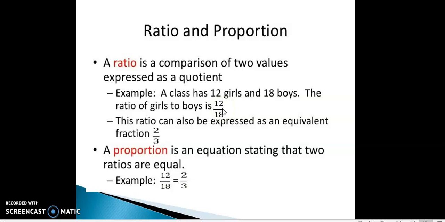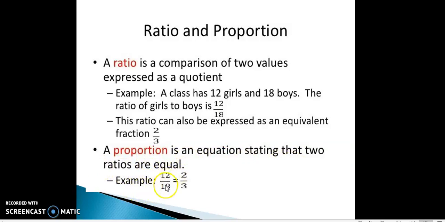If I divide 12 by 18, both have a common factor of 6. It means 6 twos are 12 and 6 threes are 18. In this way, I have expressed my ratio in its simplest form. So I can say that 2 by 3 is an equivalent fraction of 12 by 18. Also, a ratio has no unit. Now talking about proportion, it is an equation stating that two ratios are equal.